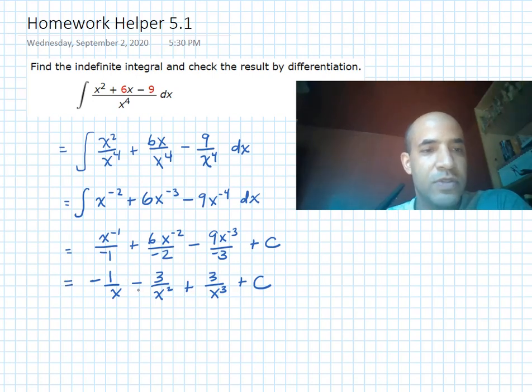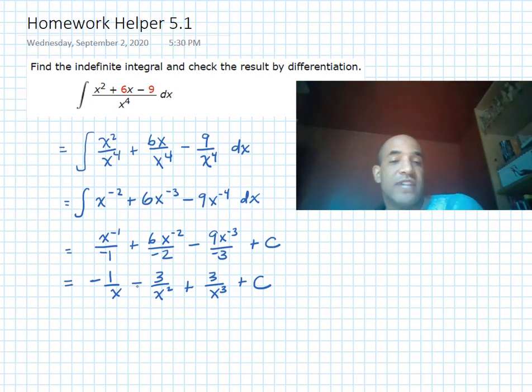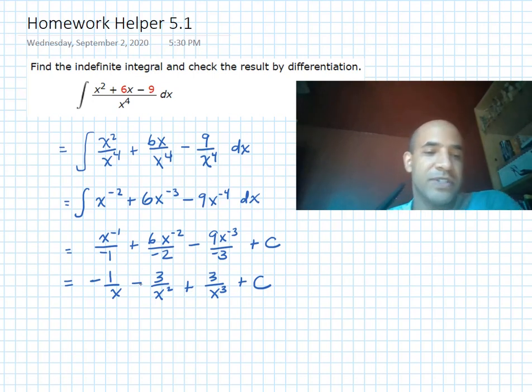Good. So now, what you could do to check this is you can always go backwards, right? You can always check these by taking the derivative of the answer and making sure you get something that's equivalent to the original function, right? But that's good enough for us. That's what we're doing in this problem.